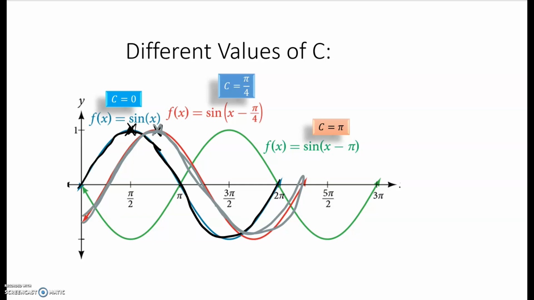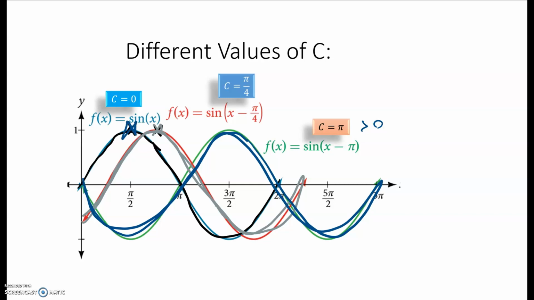pi over 4 units. The next one is C is equal to pi, which is also greater than 0. So it's also going to scoot over to the right. Okay, so here's our function right here. Notice now at this point it went from right here to now right here. Again, it went to the right. Now if we had something like, say we had sine of x plus, we'll just say 5. Now how else could I write this?